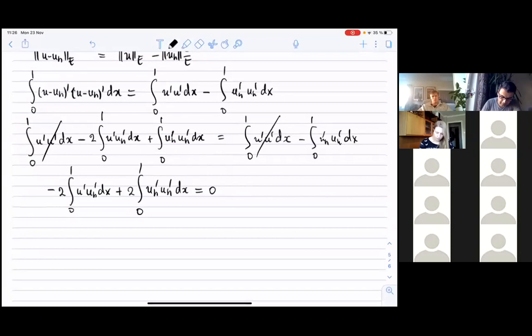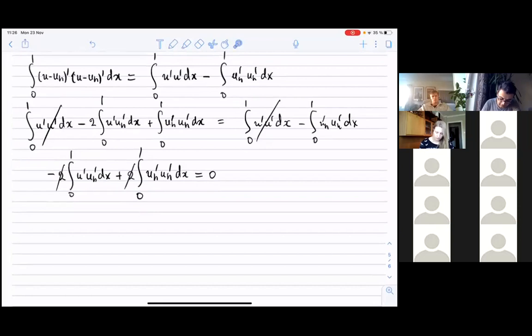So yeah, we can divide it by 2, we just cancel it. And we can write this integral as one integral. So here you see there is u prime, there is v prime. We factor it out, we pull out from the brackets. So inside the brackets, it's going to be u prime minus u_h prime. So this integral, I can write it as 0 to 1.